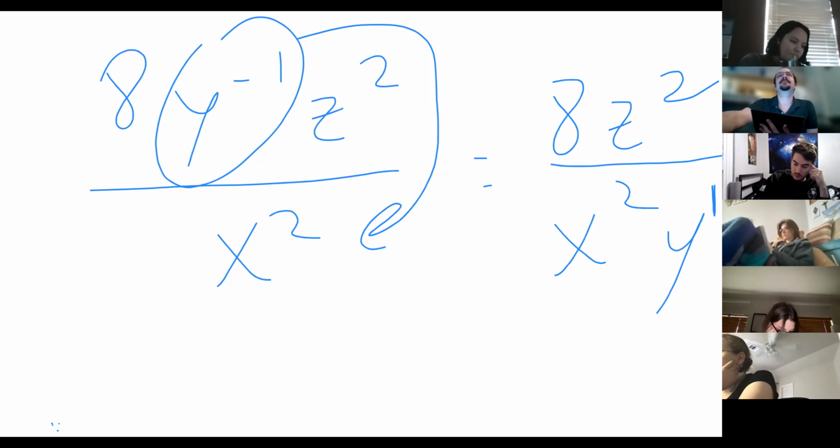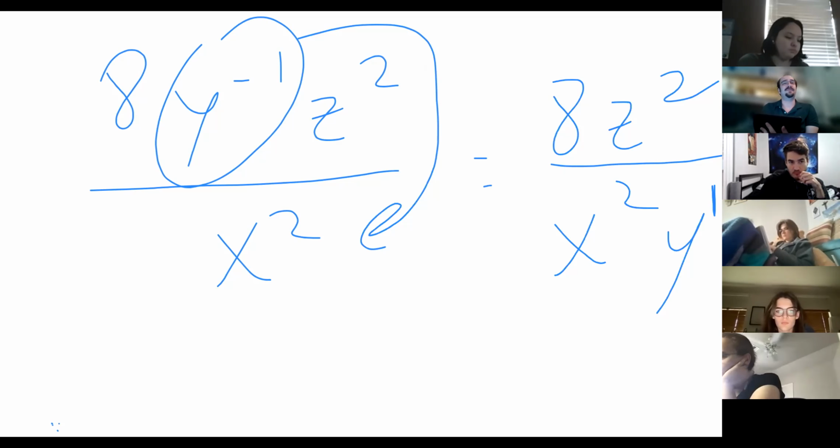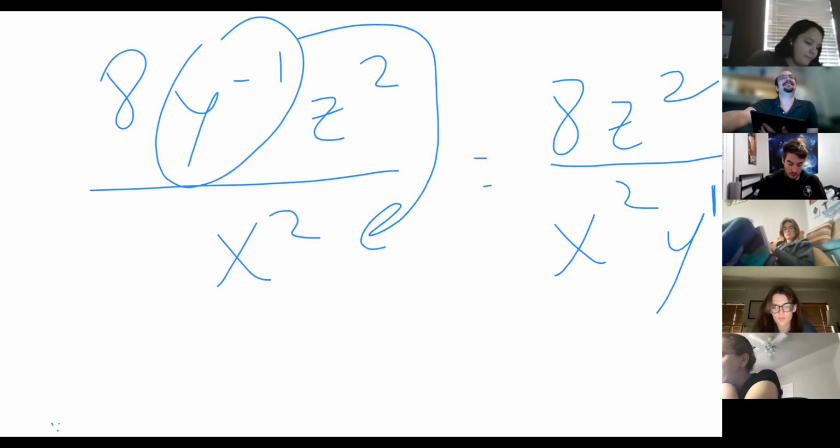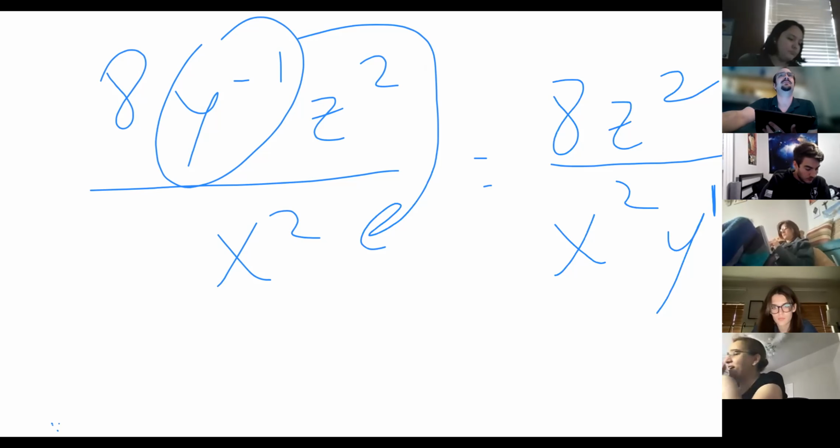You want us to put it in alphabetical order? Either way, to be honest, I would count it correct. But by convention, we typically go alphabetical order. So 8z squared over x squared y is what you told me. That's right, alphabetical. Okay.